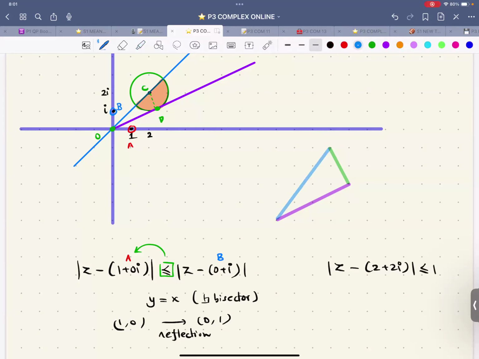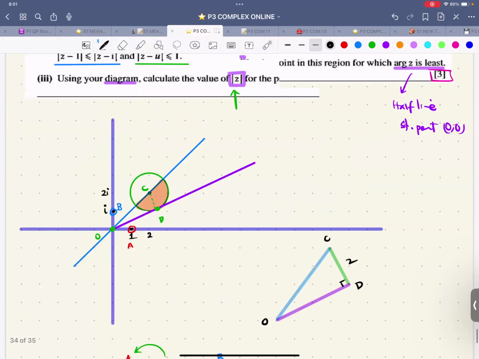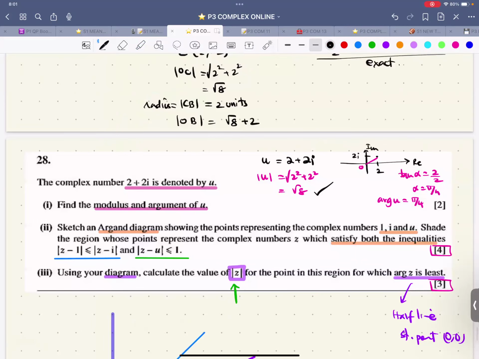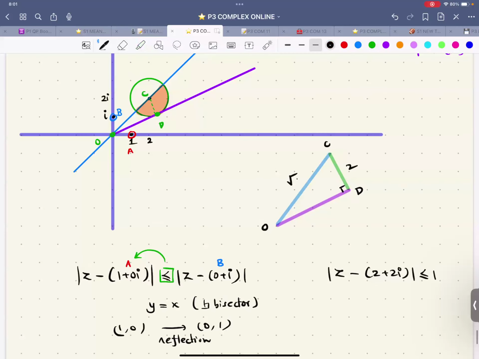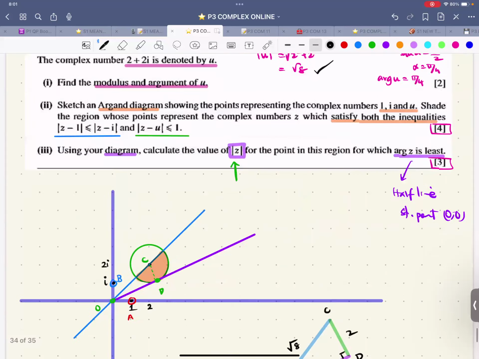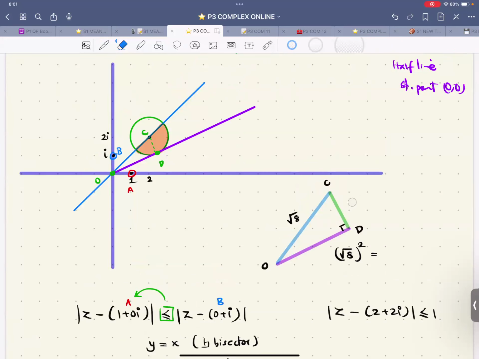Okay, now let me do the working. This is O, this is D, this is C, this is 90 degrees. We know what OC is; OC is right over here. That is root 8, so that is why it's being used. Now we are interested in OD. Let's write this as OD. So root 8 whole square is equal to, the radius is 1 unit or 2 units? 1 unit. The radius is 1 unit.